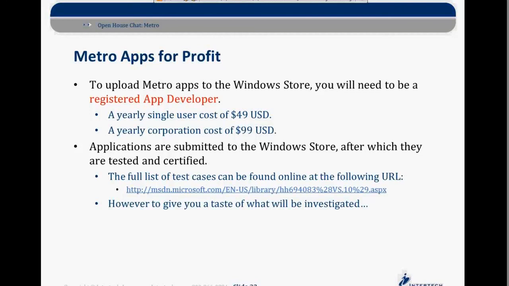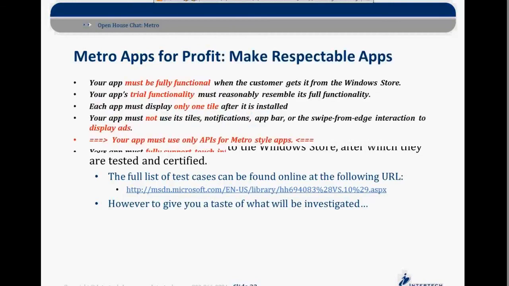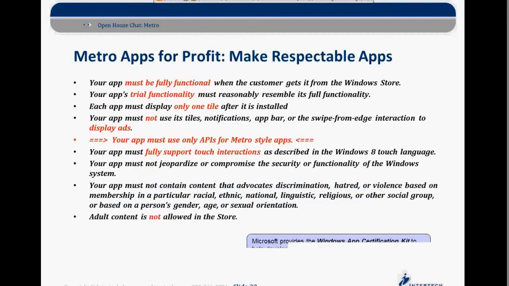What else here? Touch, the one right below it. Remember, you've got to have touch support, which for a lot of us, myself included, is a little bit new. I'm used to double-clicking everything. Now we've got to think about swiping and spinning things. No adult content is the last one. This is a good thing. Be nice. That's the second to last thing.